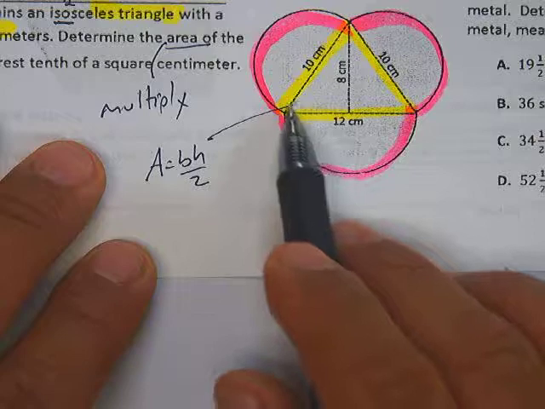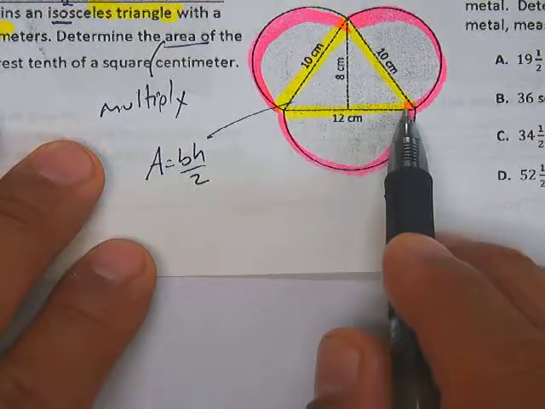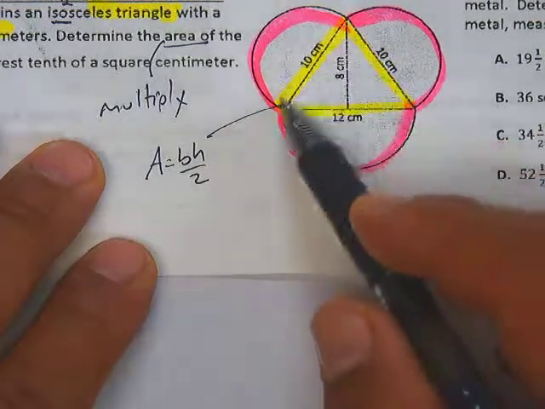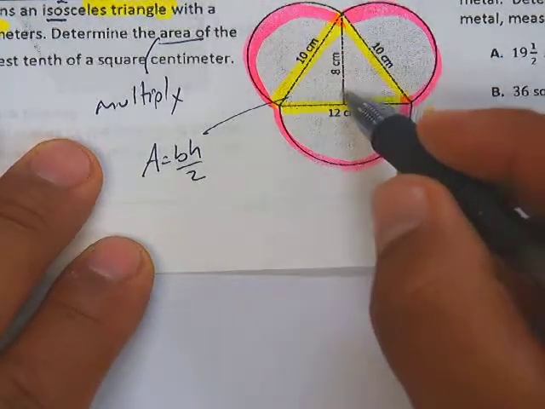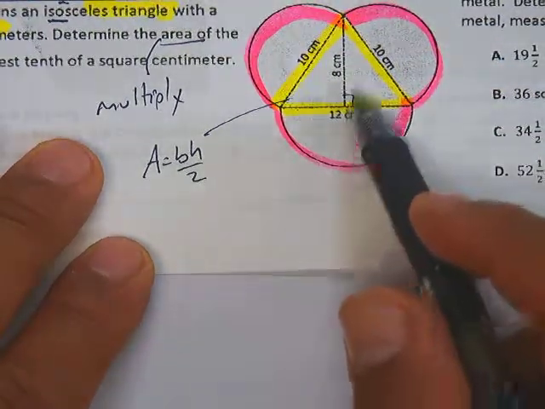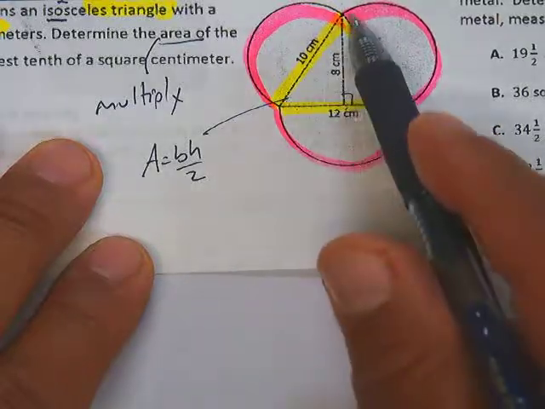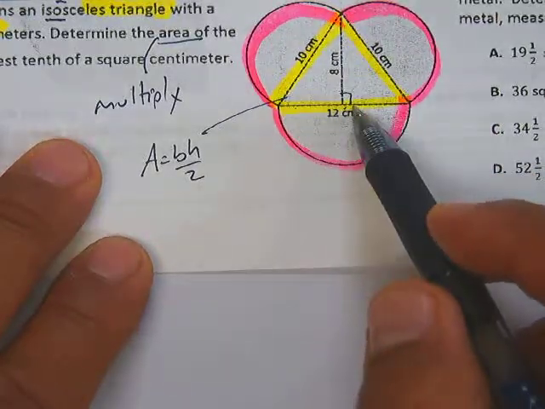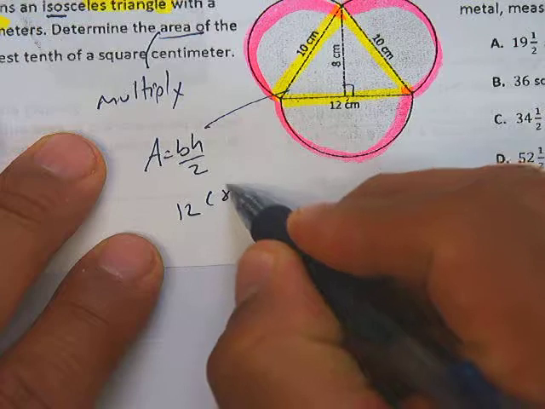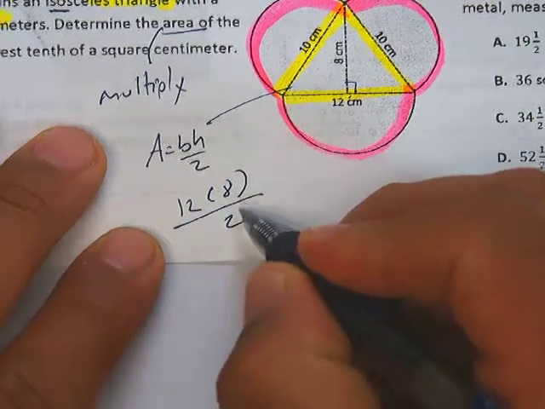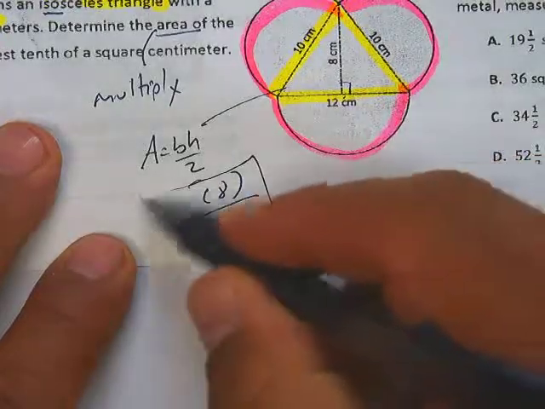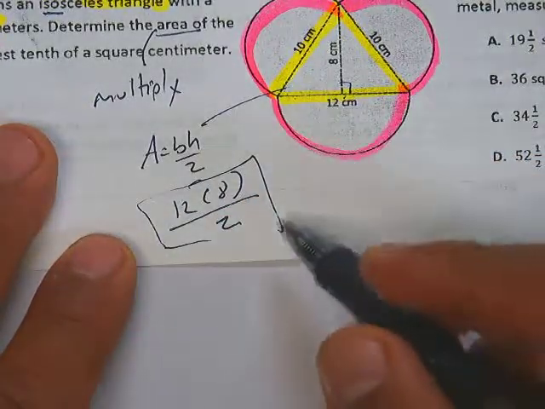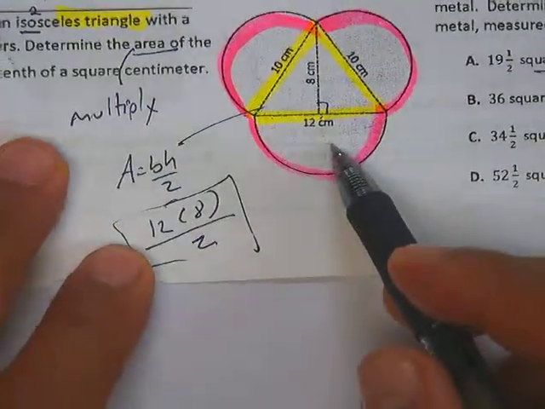So, area of the triangle, the one highlighted in yellow. This is not the height, because that's not a right angle. But that imaginary line that comes down is perpendicular to the base, which is a 90-degree angle, so that's my base and height. So 12 times 8 divided by 2. That'll give you the answer to this triangle.